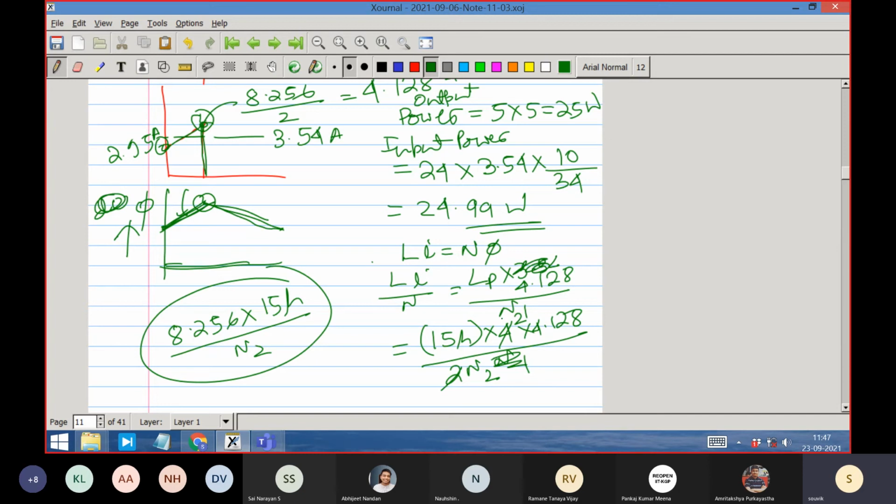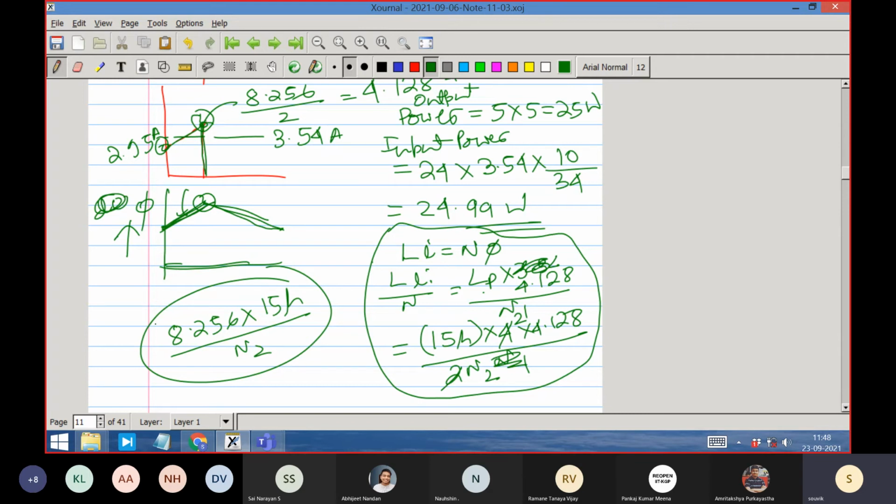Understood what I did? Or am I doing it too quickly for you? This I calculated as flux from the secondary side point of view. First, the primary side point of view. Primary is the LP inductor. At that time, the current is how much? I calculated now 4.128. That is the peak current. So L into I by N1 is the flux. L is 15 microhenry on the secondary side, so its inductance into 2 square, that is 4 into 4.128 divided by 2N2, because N1 is equal to 2N2.